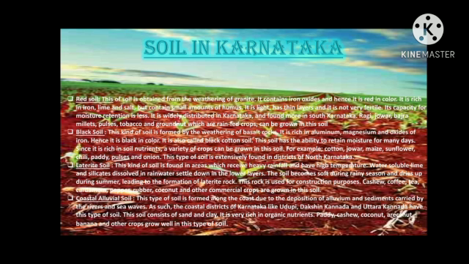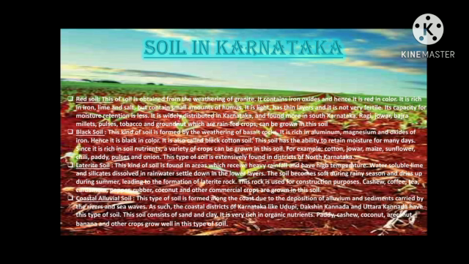Black soil. This kind of soil is formed by the weathering of basalt rocks. It is rich in aluminium, magnesium, and oxides of iron. Hence, it is black in color. It is also called black cotton soil. This soil has the ability to retain moisture for many days. Since it is rich in soil nutrients, a variety of crops can be grown in this soil, for example, cotton, jowar, maize, sunflower, chili, paddy, pulses, and onion. This type of soil is extensively found in districts of North Karnataka.